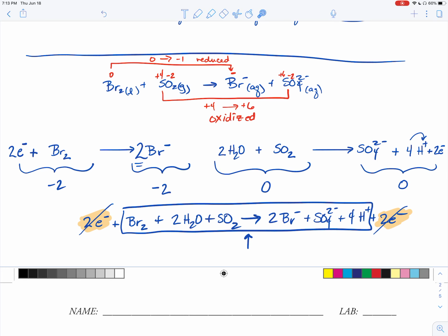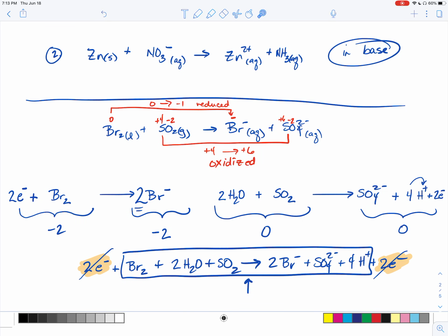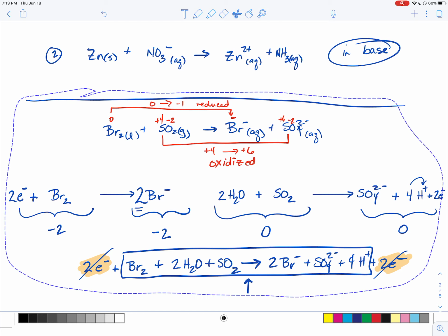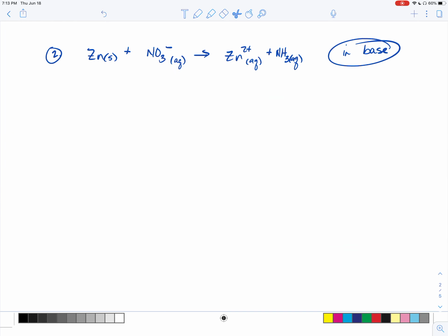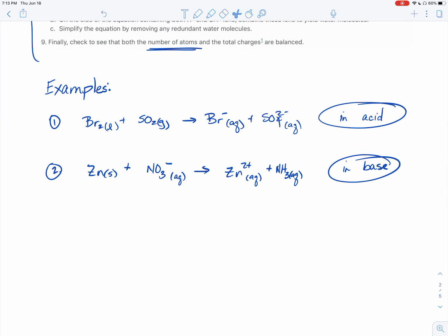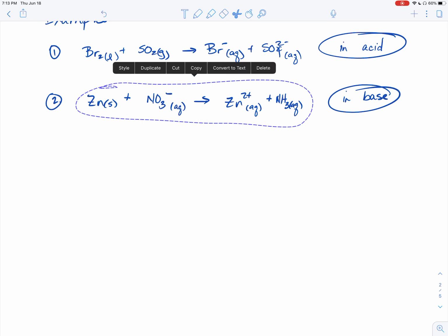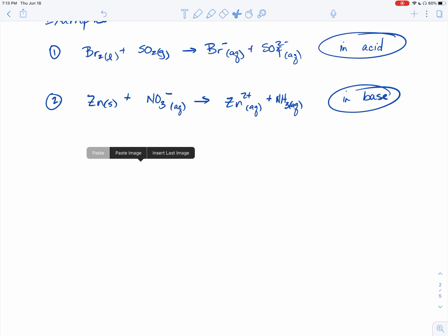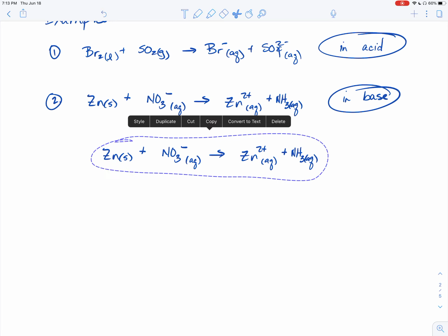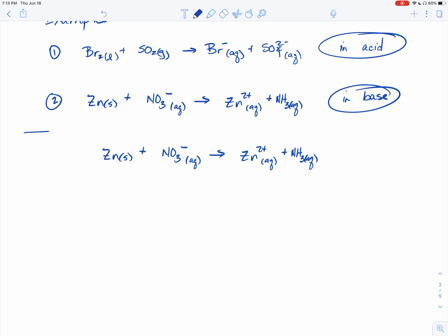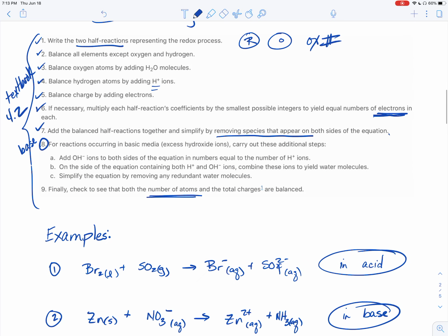Okay, so that's how you do it in acidic solutions. Let's try this again with a different reaction, but in basic solutions. So I'm going to take and remove all of this. And here we go. We're going to work with this particular reaction here. And we're going to go through our steps again as well.